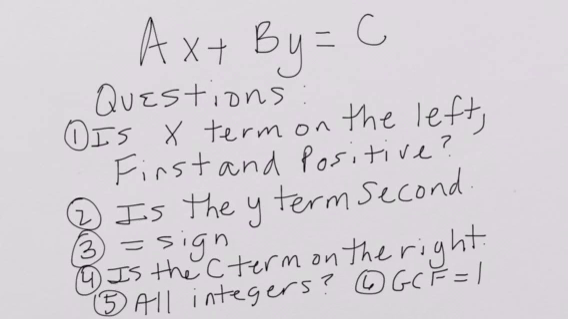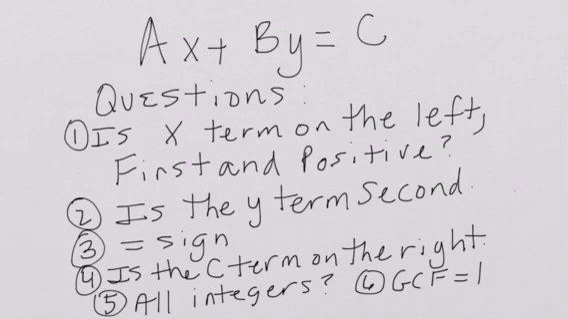There's a couple of questions that we need to ask ourselves to make sure that we have an equation in standard form. First, we have to ask ourselves, is the x term on the left, is he first, and is he positive? Secondly, we have to ask, is the y term second? He should also be on the left. Then we're looking for an equal sign. Then we're looking for a C term on the right side of the equal sign.